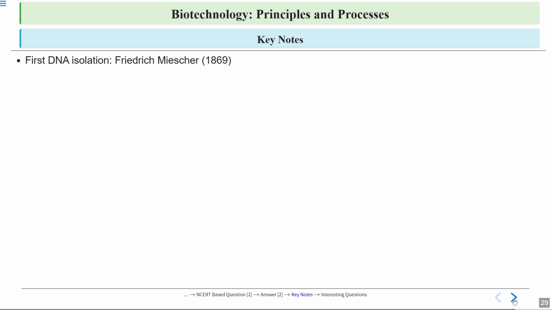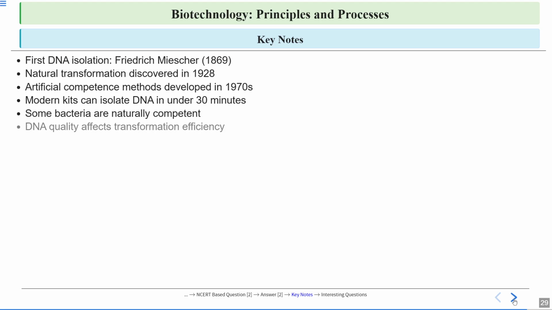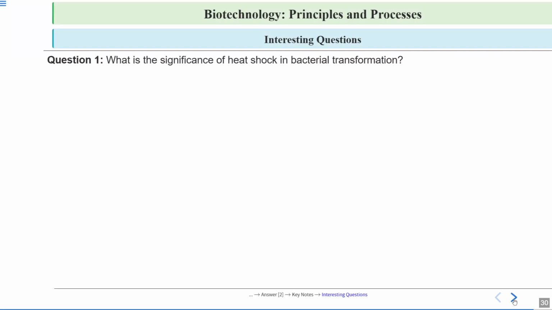Here are some key notes. First, DNA isolation was done by Friedrich Miescher in 1869. Natural transformation was discovered in 1928. Artificial competence methods were developed in the 1970s. Modern kits can isolate DNA in under 30 minutes. Some bacteria are naturally competent. DNA quality affects transformation efficiency. Definitely it is going to affect that. Cell wall structure influences competence methods.